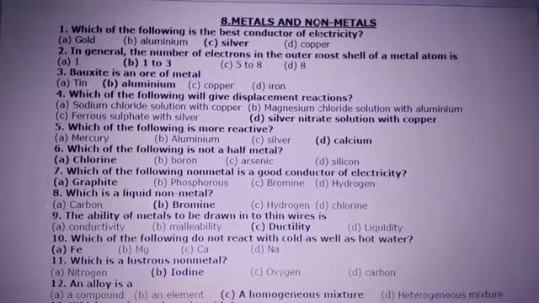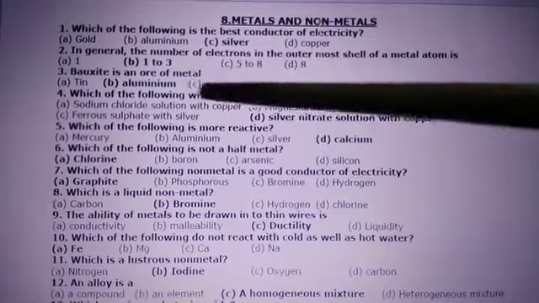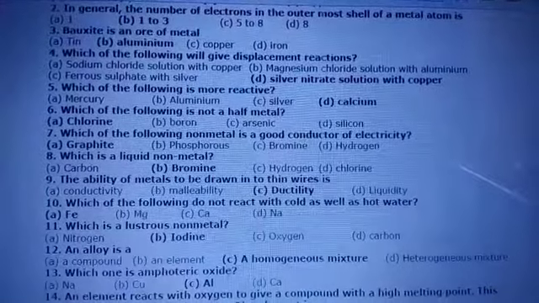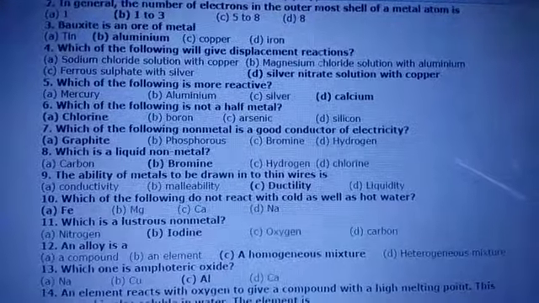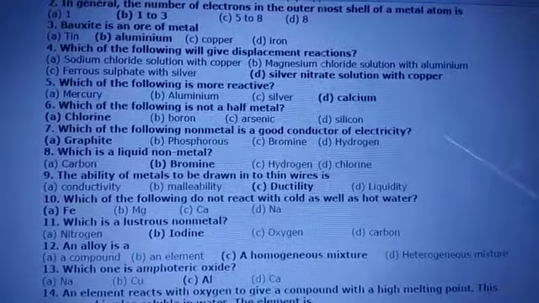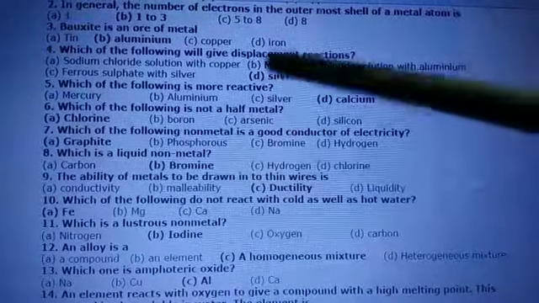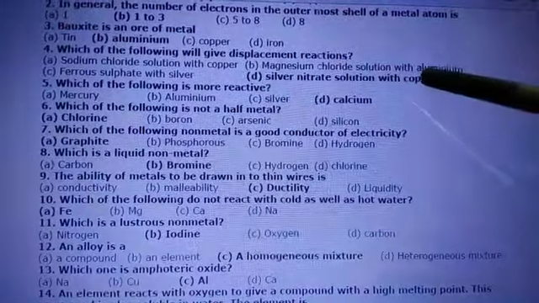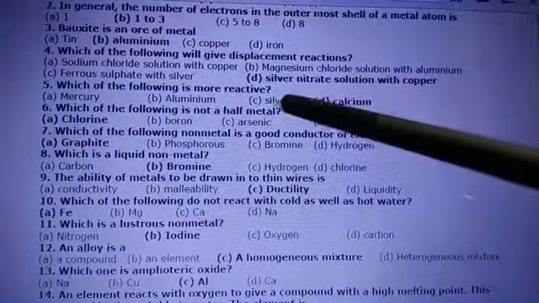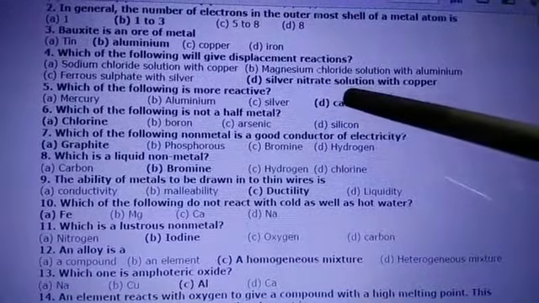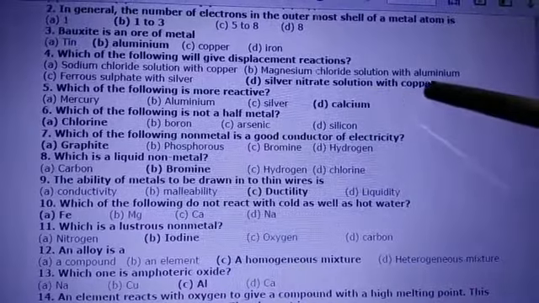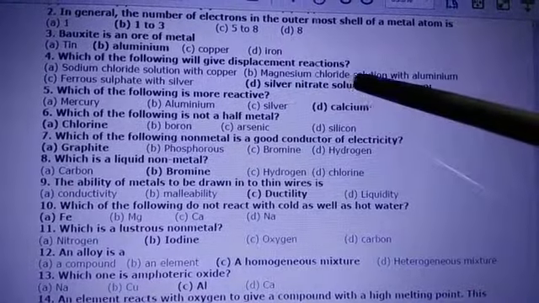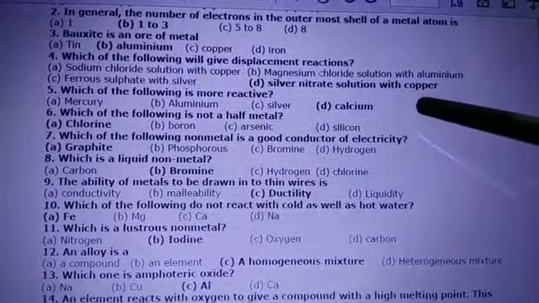Copper, D. Iron. The answer is B. Aluminium. Fourth, which of the following will give displacement reactions? A. Sodium chloride solution with copper. B. Magnesium chloride solution with aluminium. C. Ferrous sulfate with silver. D. Silver nitrate solution with copper. The answer is D. Silver nitrate solution with copper.